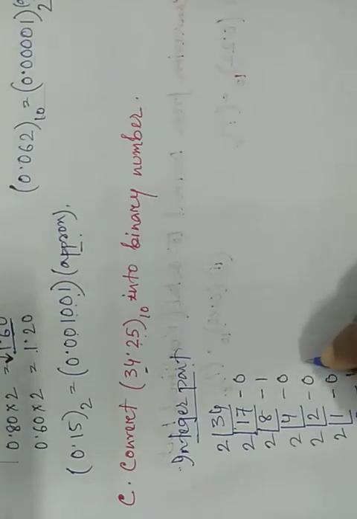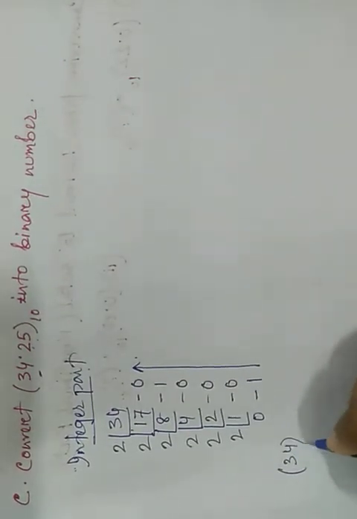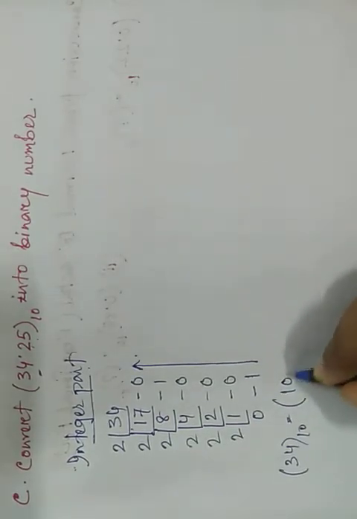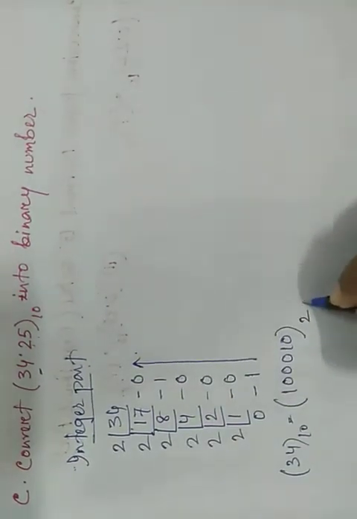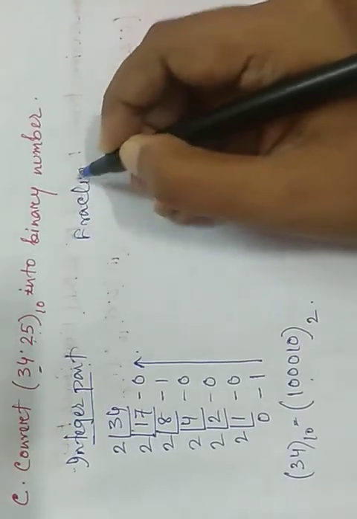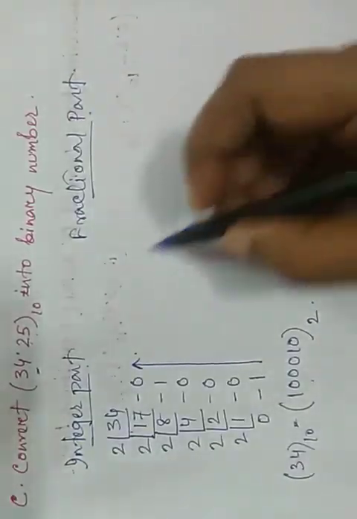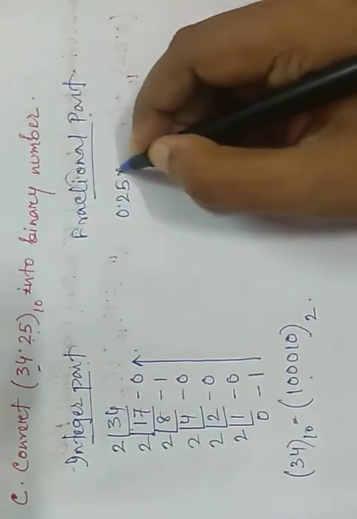So we take these numbers upward. So write 34 base 10 equals to 100010. Okay, so the integer part is complete. Now let us do the fractional part. Here the fractional part is 0.25. So we have to multiply the fractional part by 2.